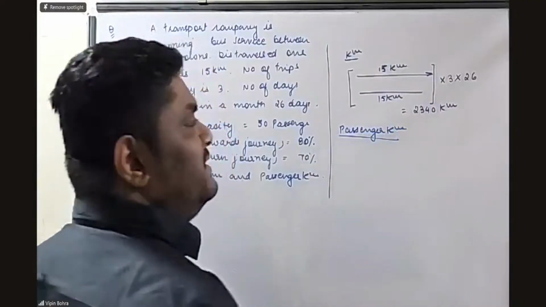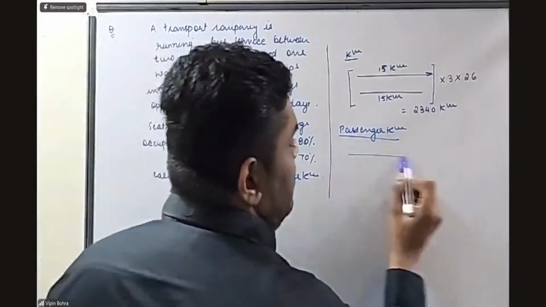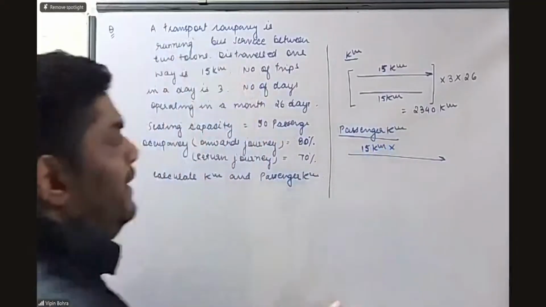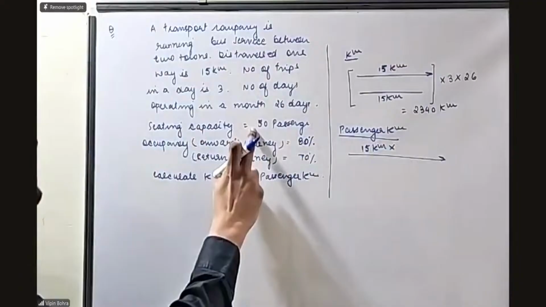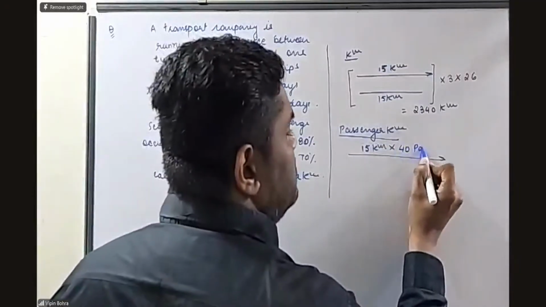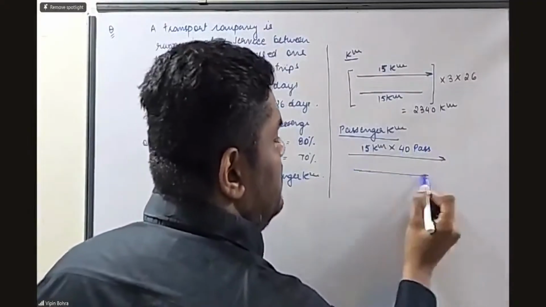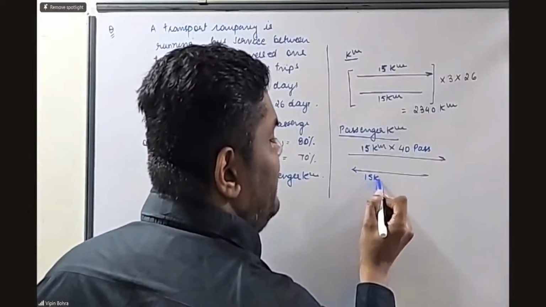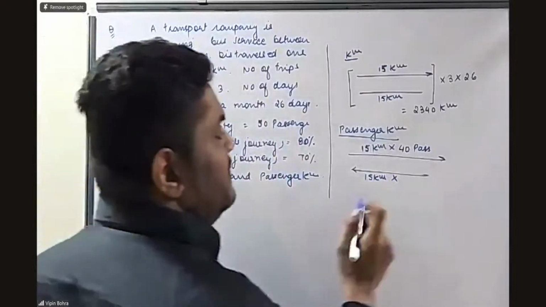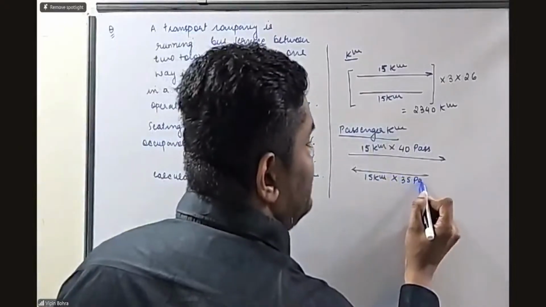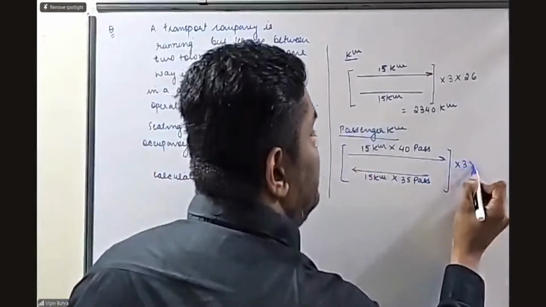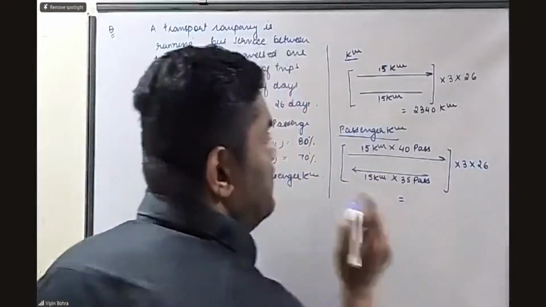When talking about the passenger kilometer part, see, onwards they are traveling for 15 kilometers with how many passengers? See, the occupancy is 80%. So 50 into 80%. So this will be 40 passengers. In the return journey also, they are traveling for 15 kilometers with how many passengers? 50 into 70%. That is 35 passengers. Multiplied by 3 trips into 26 days.